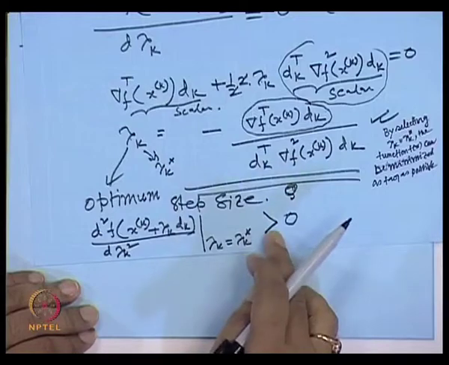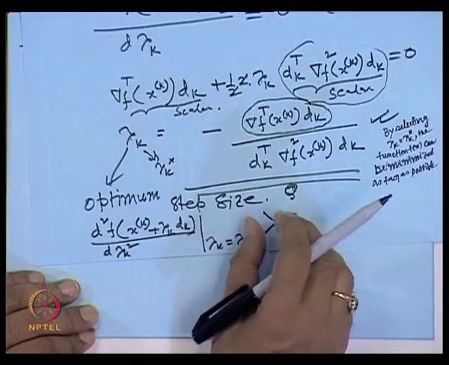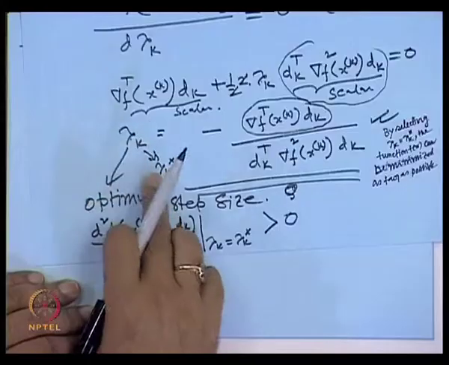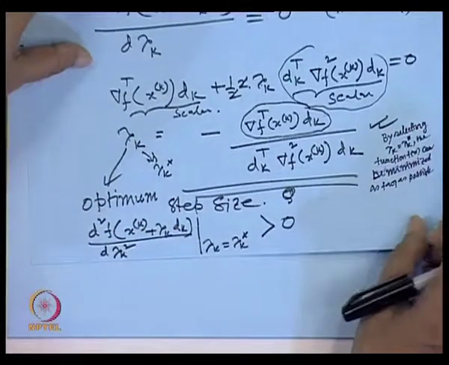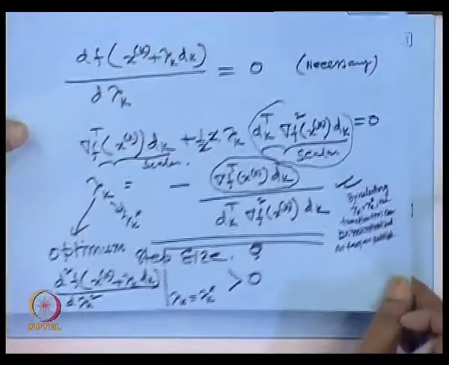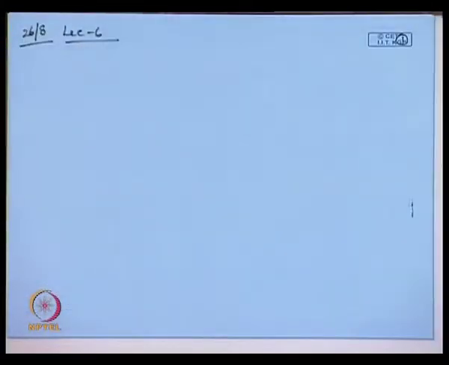If it is positive definite, then we have reached the minimum function value at that choice of lambda k. So, this is what you have discussed so far.